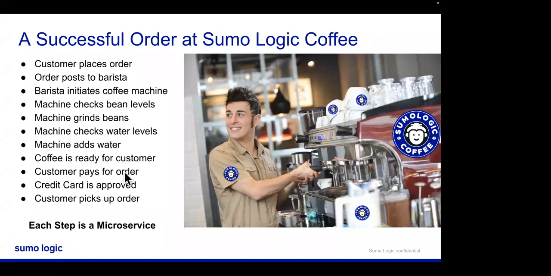The customer pays for this order. And then, of course, the credit card is approved, and then the customer picks up those orders. So each one of these is actually a microservice, if you think about it. And so anywhere in here, things may fail.